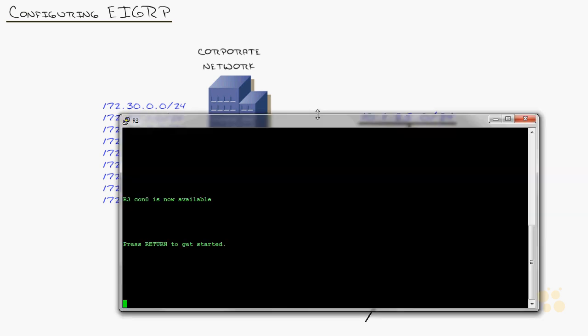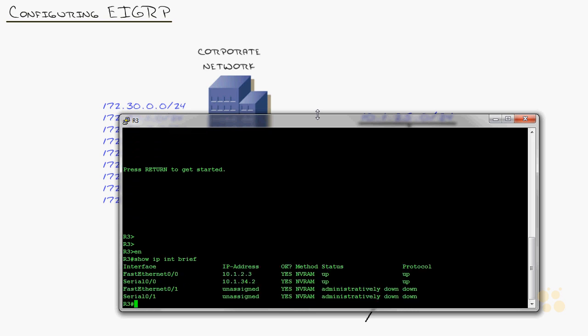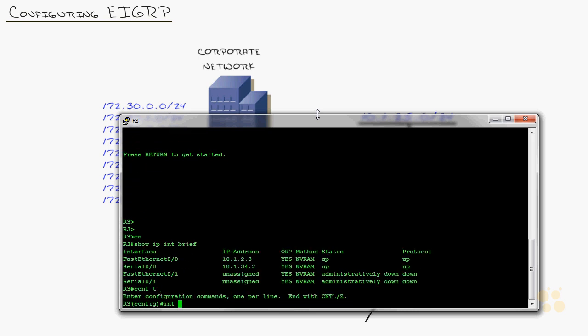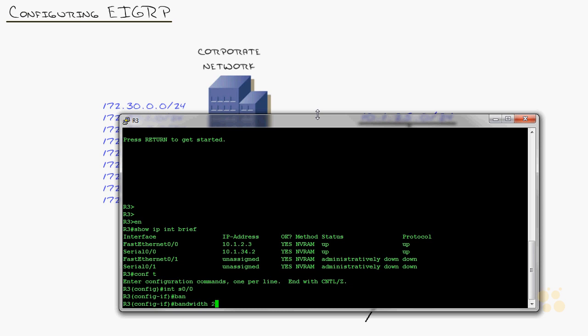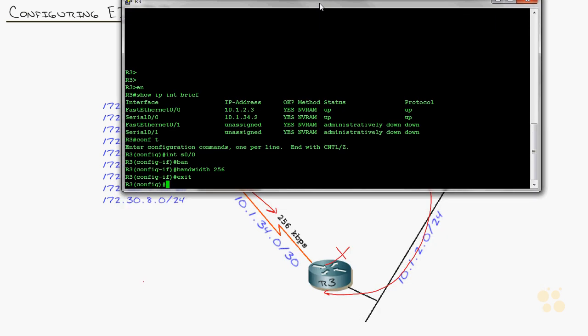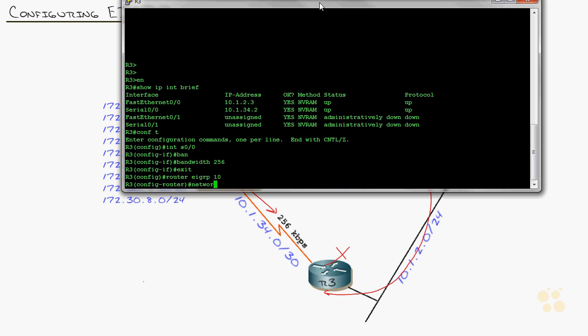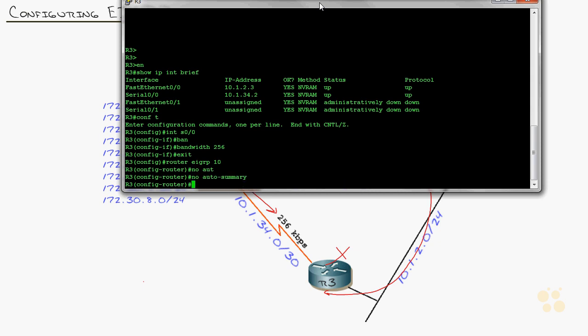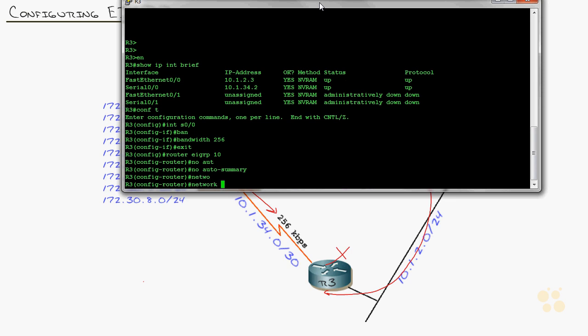So let's fix that. Go into router 3, show IP interface brief. You can see there's my interfaces. Let's go interface 0/0, bandwidth 256. Got to set that accurately because that's where he's at, right? Router EIGRP 10, network. Oh, hang on. No auto-summary. By the way, if you type that command afterwards, it actually tears down the neighbor relationships and reestablishes them. So not one to type during production. And then we'll do network.